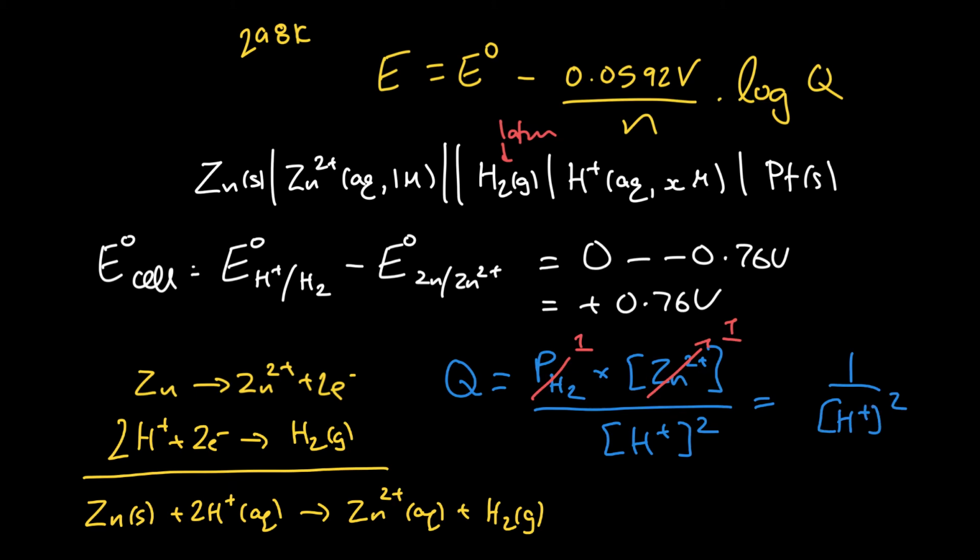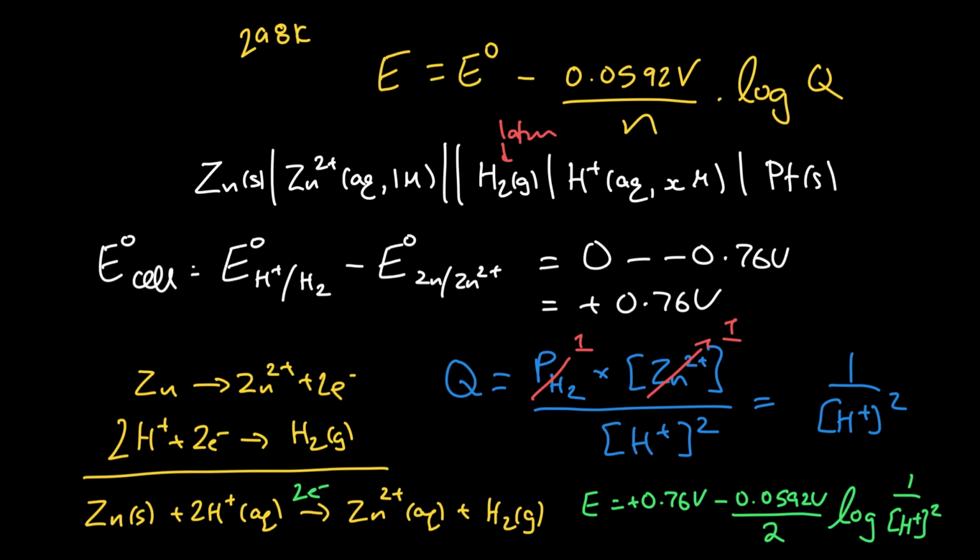So I can go ahead now and write my Nernst equation using this new form. So I can say the cell voltage is the standard cell voltage, so plus 0.76 volts, minus 0.0592 volts over N. So that was a 2 electron transfer, so I'm going to write 2 right there, times the logarithm of Q, so that was 1 over the concentration of H plus squared. So we could see actually that by varying the concentration of H plus, we will see a variable voltage. So we've basically built ourselves a pH meter.